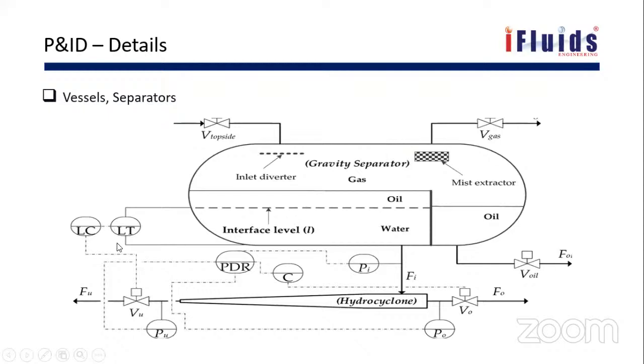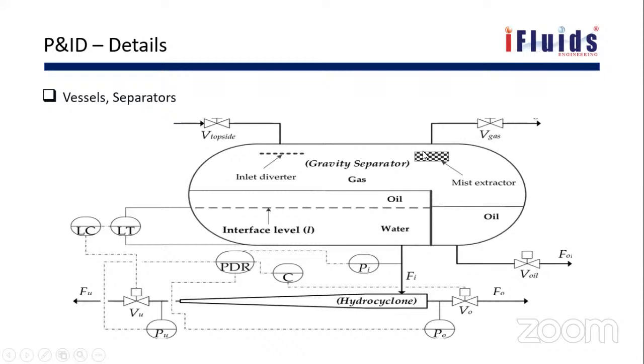So you can see that based on the level, this will open the outlet valve, that means the bottom liquid outlet valve, to maintain the level. And here also this level will be on the right hand side. The oil part also will have a level instrument and the level controller. This will be going out, that level will be maintained through this level transmitter, and then through the oil outlet valve.